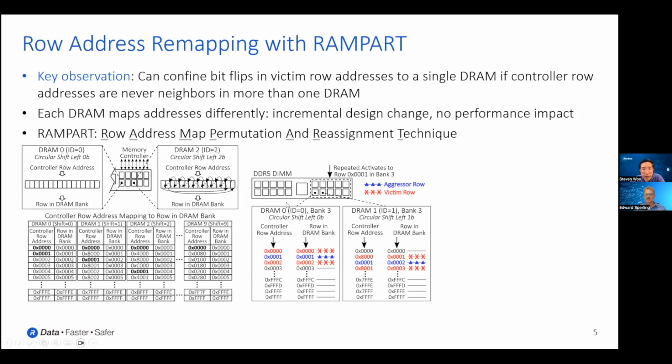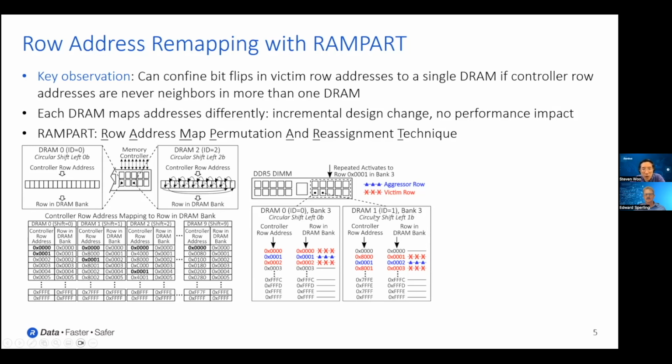And we're going to use that identifier to say DRAM 0 is going to circularly left shift the address bits by 0 places. So it's the same. And DRAM 1 is going to circularly left shift by 1 bit. You can see when a controller row address 0 comes in, I don't shift it at all in DRAM 0, so it maps directly to the first row. Controller address 1 maps to the second row, 2 to the third row, and so on.